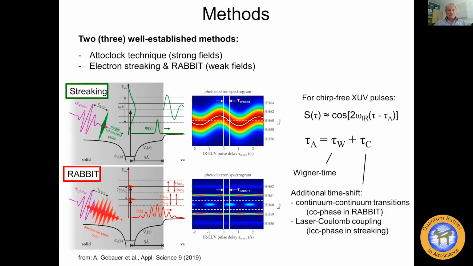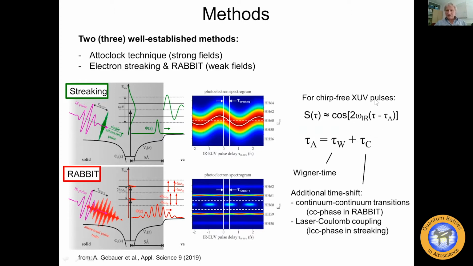Okay, so here are the methods. There are basically, as Jan Michael already mentioned, two well-established methods. One is the attosecond clock and one is electron streaking, that we heard about, and RABBITT. Streaking and RABBITT are very similar. In streaking, you use a single attosecond pulse and you streak with an IR pulse. In RABBITT, you use a sequence of attosecond pulses. And eventually, you get very similar equations here for the time shifts that you are aiming to measure.